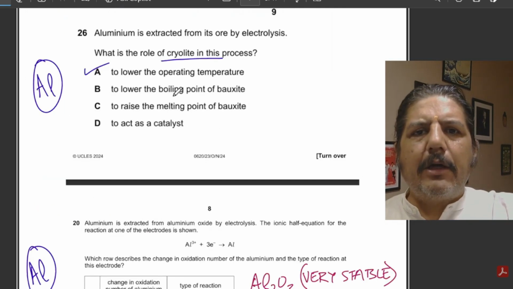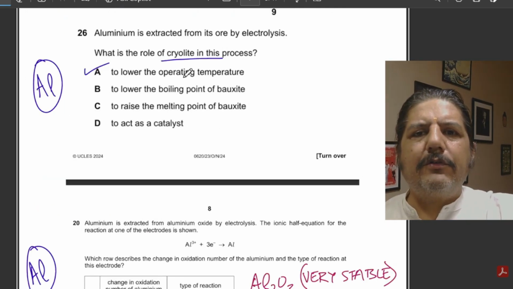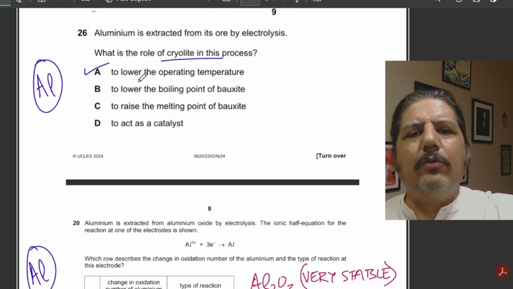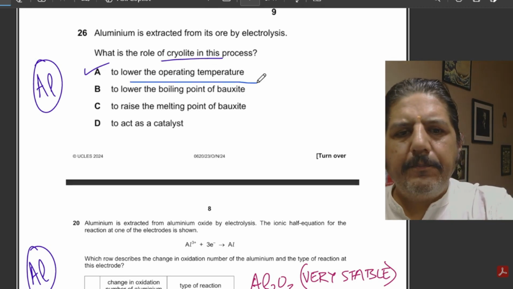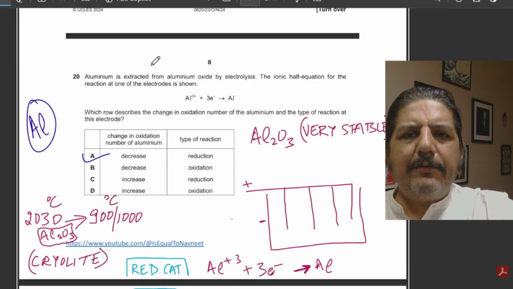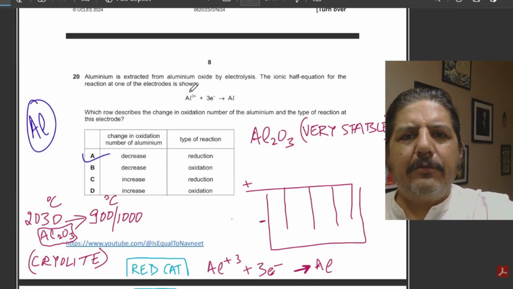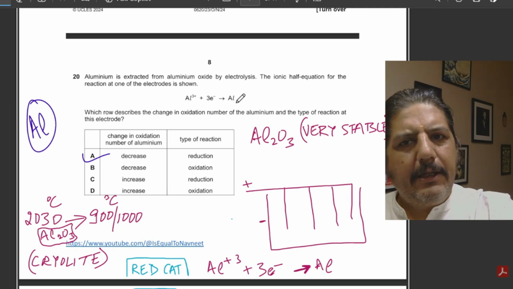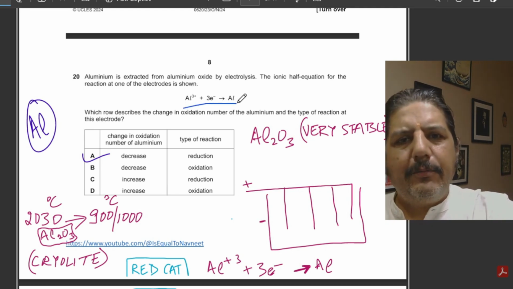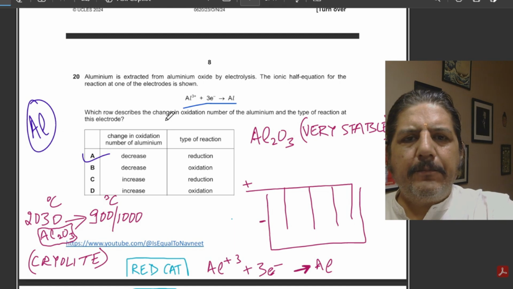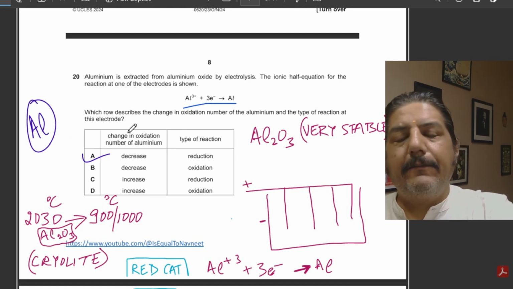This question is not from the chapter. It's okay. Aluminium is extracted from its ore by electrolysis. What is the role of cryolite? To lower the operating temperature. Next, aluminium is extracted from aluminium oxide by electrolysis. At one of the electrodes, Al3+ accepts electrons to form aluminium. Which row describes the change in oxidation number of aluminium and the type of reaction at the electrode?